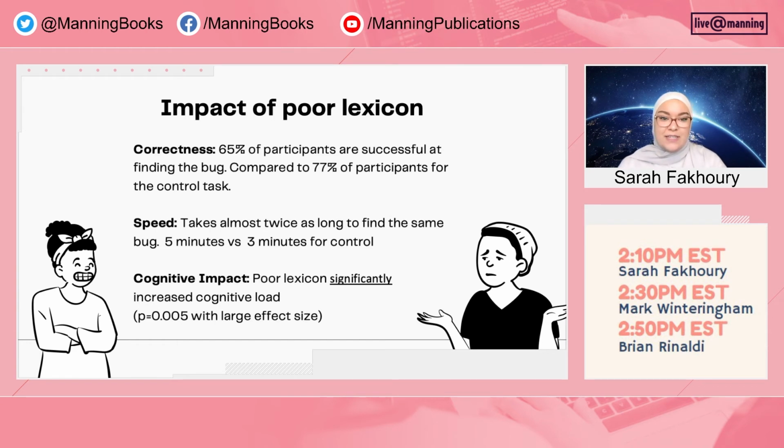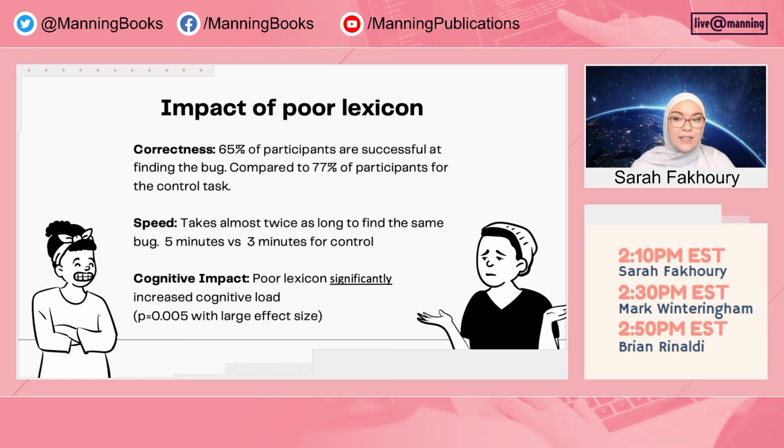So the first is correctness. 65% of the participants could find the bug, but that's much lower compared to the 77% of the participants in the control task. And keep in mind, that's the same exact snippet, the same exact bug. The only difference is the variable names changed and the comments changed. And it took them almost twice as long to find the same bug. So almost 6 minutes versus 3 minutes for our control group. So that's a huge impact on efficiency and productivity.